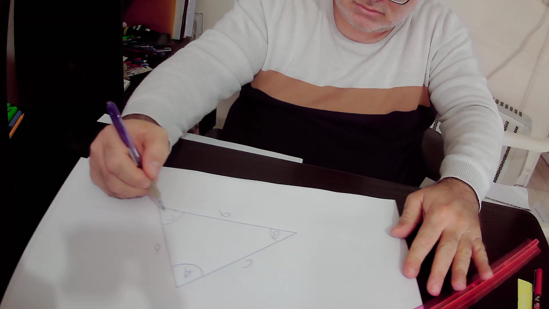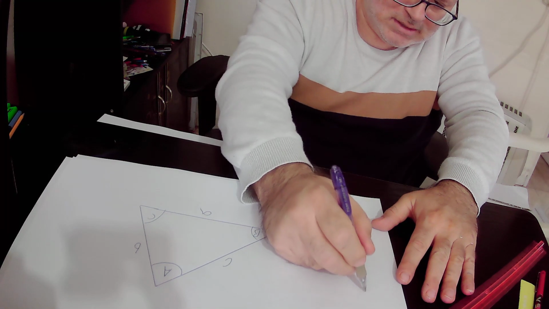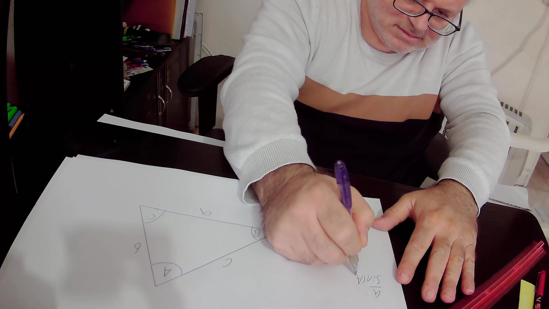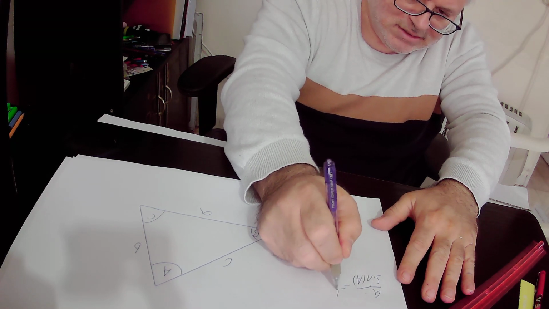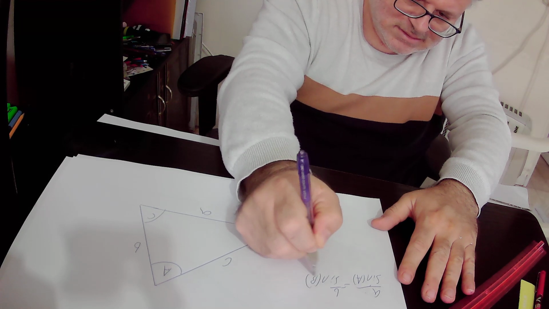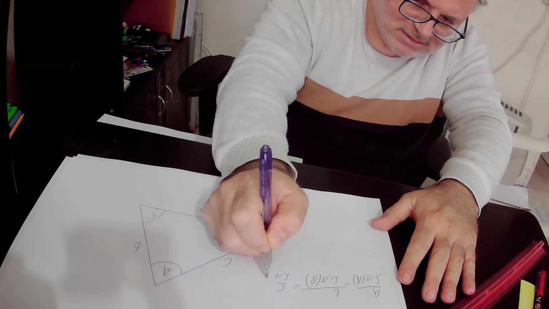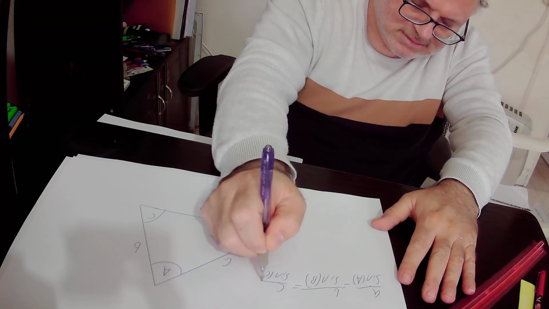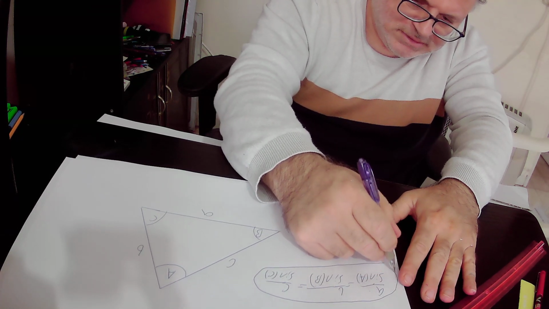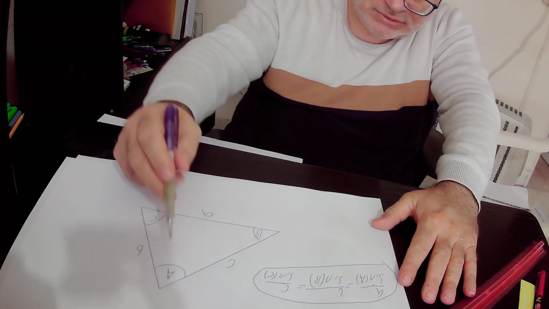Then according to the law of sines, A over sine A equals B over sine B equals C over sine C. I'll repeat again, according to the law of sines, A over sine A equals B over sine B equals C over sine C.